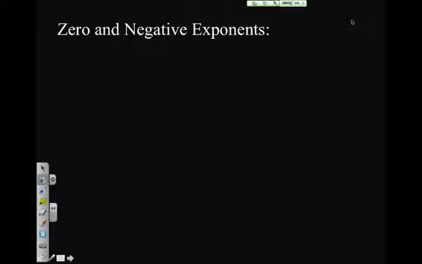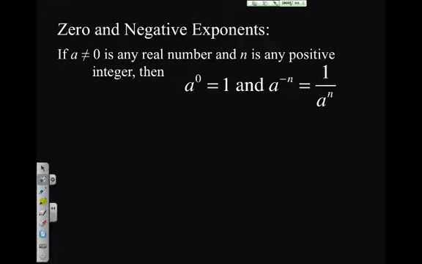Now, some other exponents. If a is not equal to 0, so the base can't be 0, and it's any other real number, and n is any positive integer, then a to the 0 power equals 1. So in other words, just about anything raised to the 0 power is 1. The only thing that doesn't work is 0 to the 0 power. And a to the negative nth power is just equal to the reciprocal, 1 over a to the n.